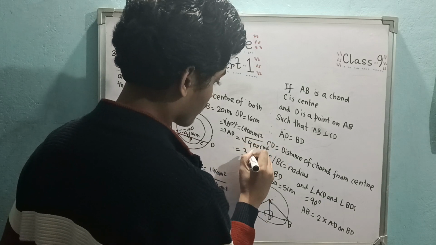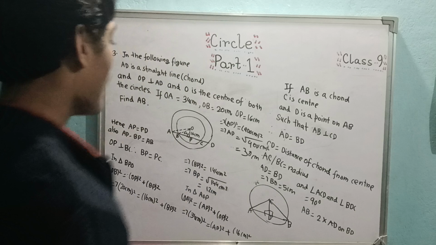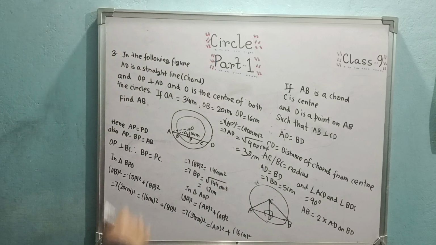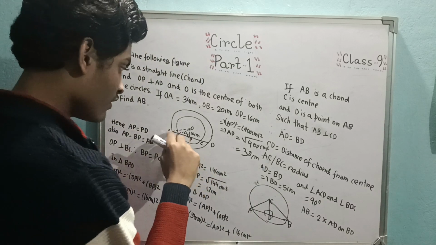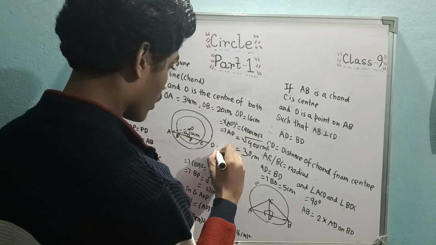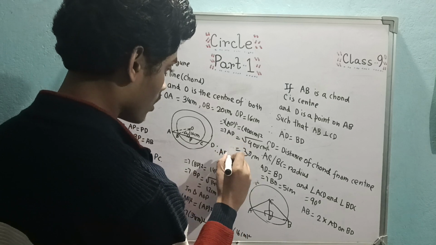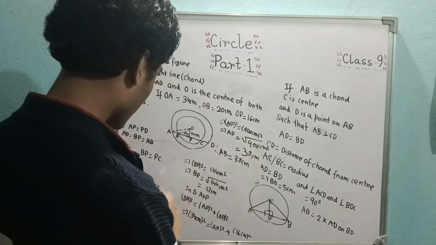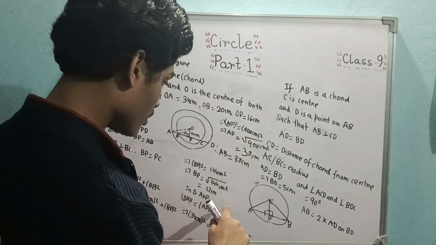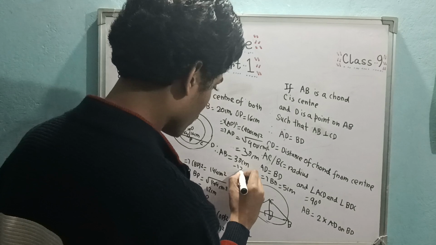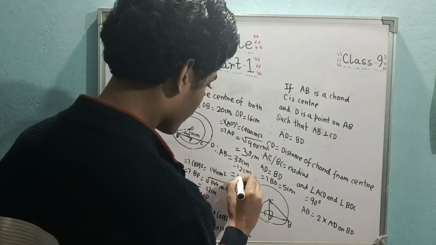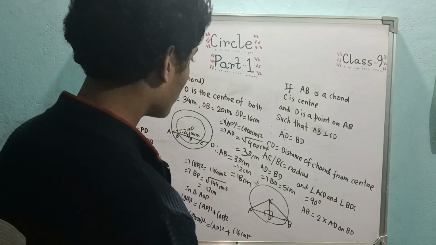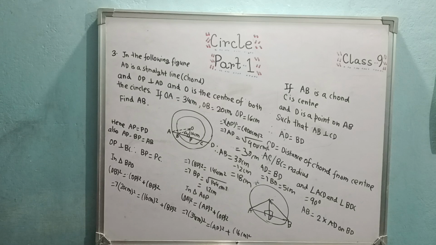equals 30 centimeter. So now, what I told in the beginning, just see, AB is AP minus BP. Therefore, AB equals AP's length we got 30 centimeter, BP's length we initially got 12 centimeter, equals 18 centimeter. We got the answer of this easy but difficult question.